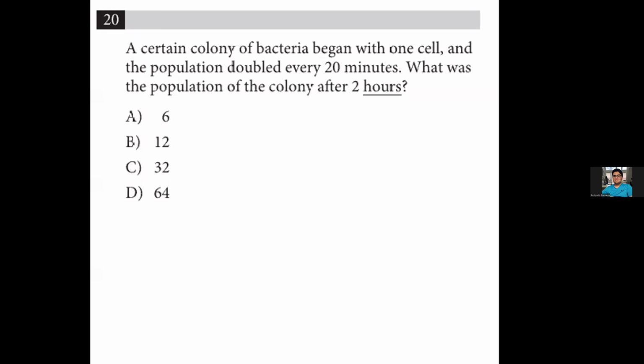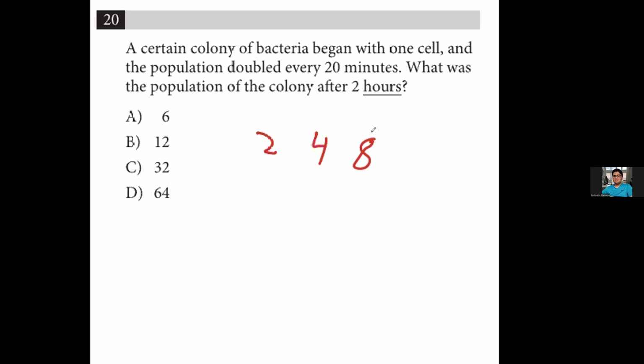Okay, so for question 20. A certain colony of bacteria begins with one cell and it doubles every 20 minutes. What is the population of the colony after 2 hours? So in this case, in 20 minutes, it doubles from 1 to 2. In 40 minutes, it doubles from that, so then it'll become 4. In 60 minutes, it becomes 8.